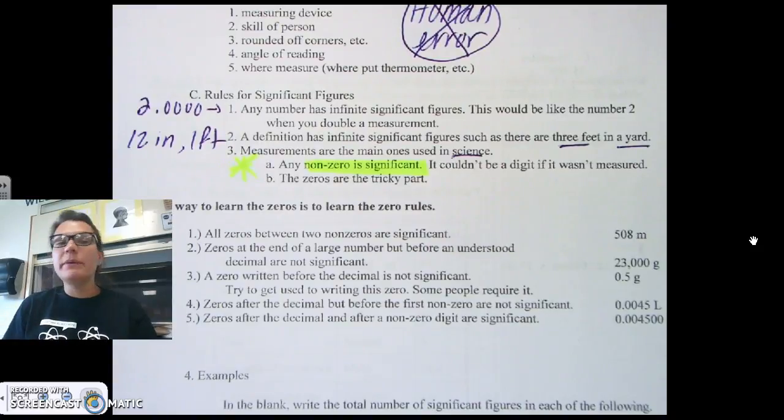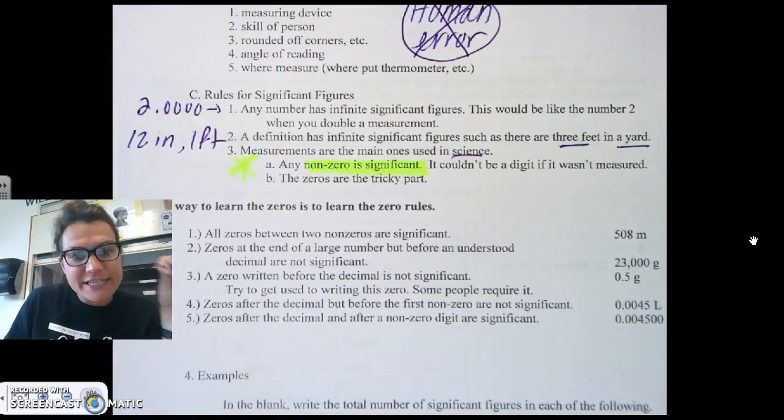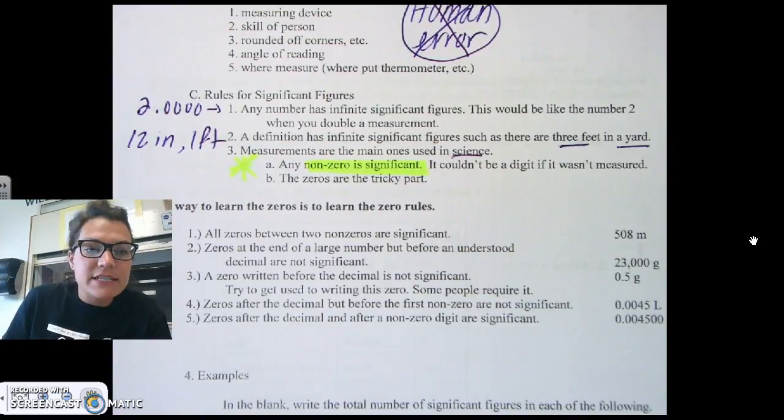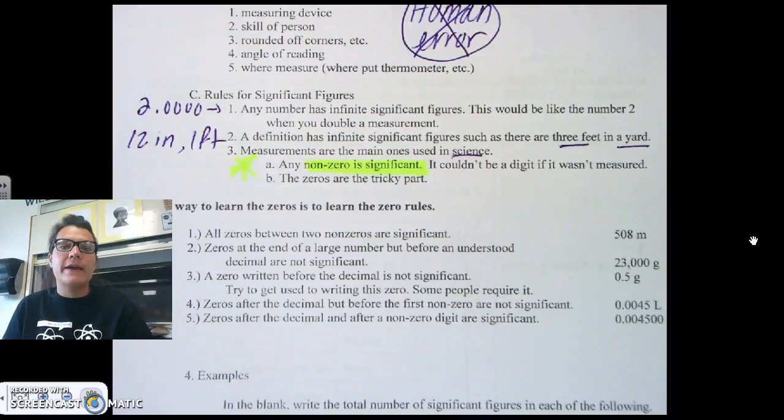It could not be a digit, meaning it can't take up space on the number line, if it wasn't measured. So meaning, if I didn't see a 9 on the scale, that means it's not significant. Since I saw a 9, that means it's significant, okay?